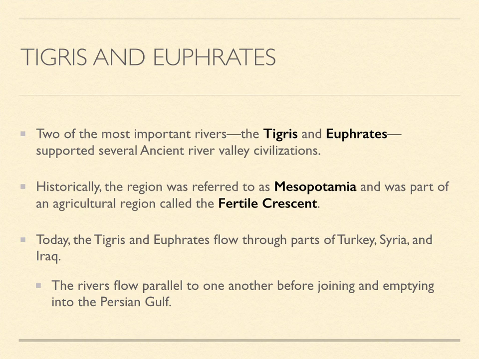It was part of an agricultural region referred to as the Fertile Crescent. Today, the Tigris and Euphrates flow through parts of Turkey, Syria, and Iraq. The rivers are parallel to one another before they join and empty into the Persian Gulf.